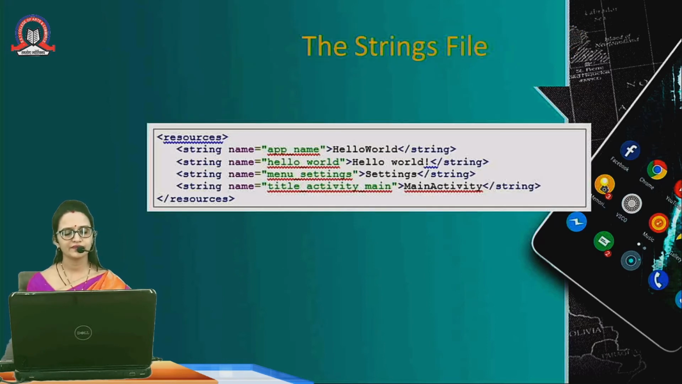After that we are discussing the strings file. The strings file means we use hello world, and hello world is one of many kinds of information shown in your emulator. We can also change it. Write the app name, hello world, menu string, and activity title names. These kinds of things we have to change and write in our resource file.